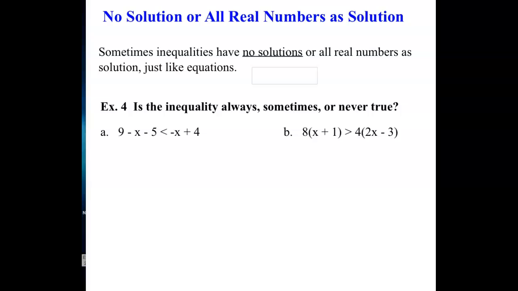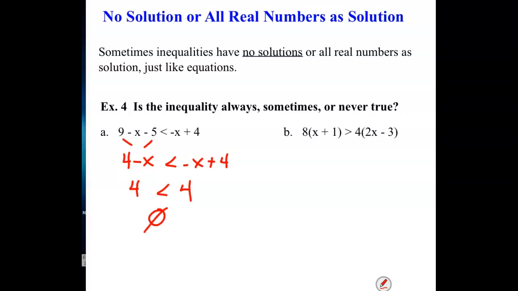The last little piece, we're going to try to squeeze this in here. Do you remember when we talked about no solution or many solutions? It works with inequalities as well. Sometimes inequalities have no solutions, or all real numbers can be solutions, just like equations. If I started to solve this first one here, I'd combine like terms. So I'd have 4 minus x is less than negative x plus 4. I'd then try to add an x to both sides, which is going to cancel my x's out. And I have 4 is less than 4. Is 4 less than 4? No. This is a false statement.